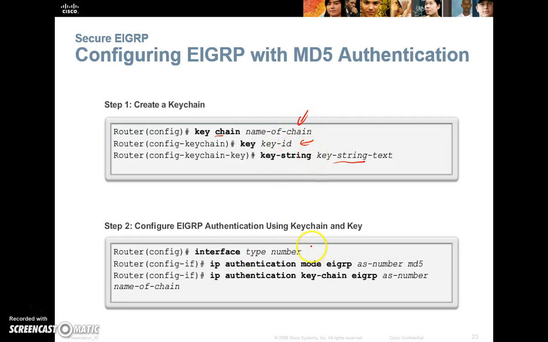Then you go to the interface and say you want to do MD5 authentication, using this command. And then you need to tell EIGRP which key to use. So go to ip authentication key-chain eigrp, the AS number, followed by the name of the keychain, which is the name that you specified here.